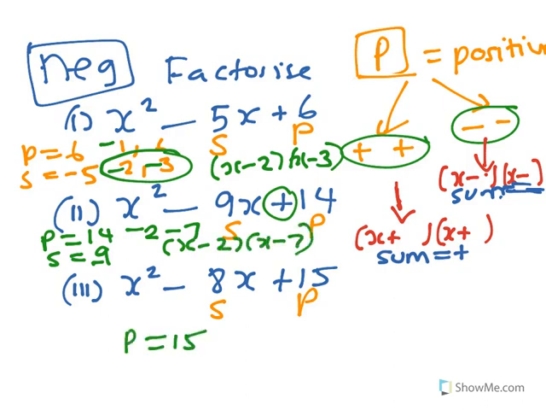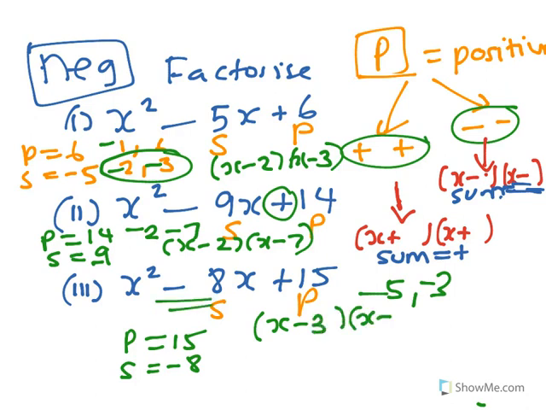And the last one, product is 15, sum is minus 8. So we've got 5 and 3. You're going to have to go minus 5, minus 3 in order to get minus 8. So it's x minus 3, x minus 5. Okay. So far, this is what we've done.